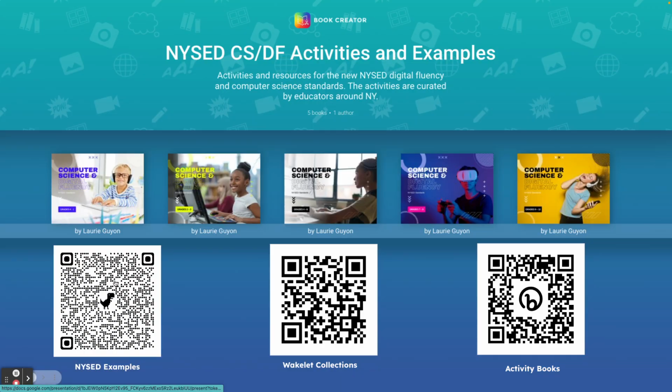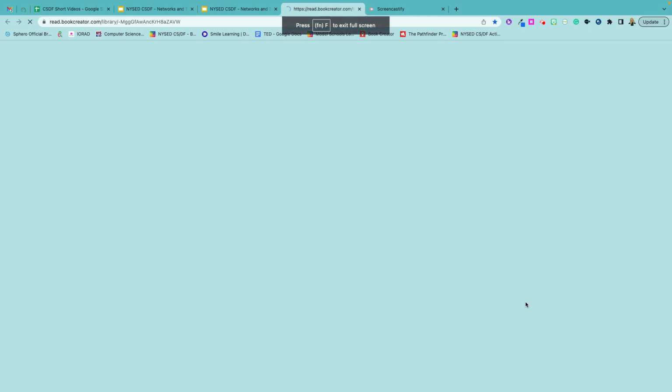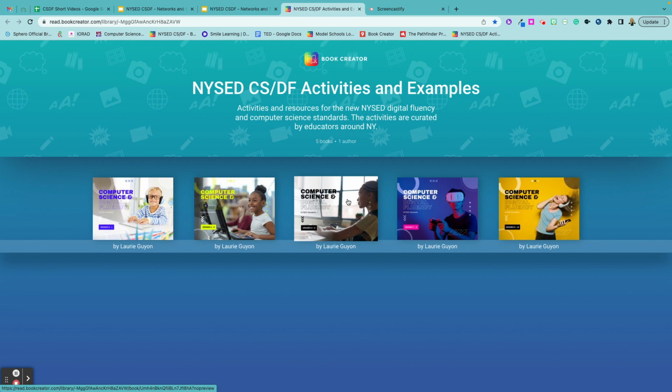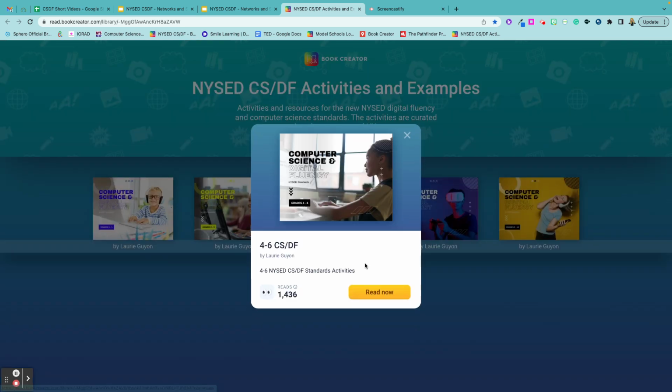So again, you have the state ed examples on the left. In the center, you have more resources in the Wakelet collections, and then we're going to click on the activity books to take us out to the Book Creator website where we have our books. Now, you may notice as we go through some of these books that there may be some gaps, or your screen might have more pages as you're going through the books. These are constantly being updated. So if there isn't something there now, just know that things are coming as we're entering new ones into the book.